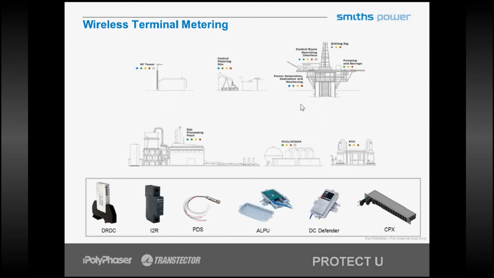Wireless terminal and metering. These are very common applications in oil and gas, and our protection products fit exactly into those mechanical and electrical applications. You can see that our DRDCs, our I2Rs, ALPUs, DC Defenders, and CPX can all very easily be employed into these metering applications.